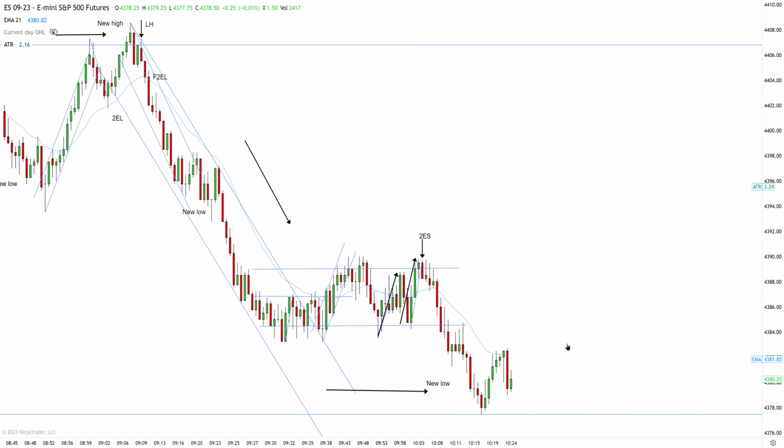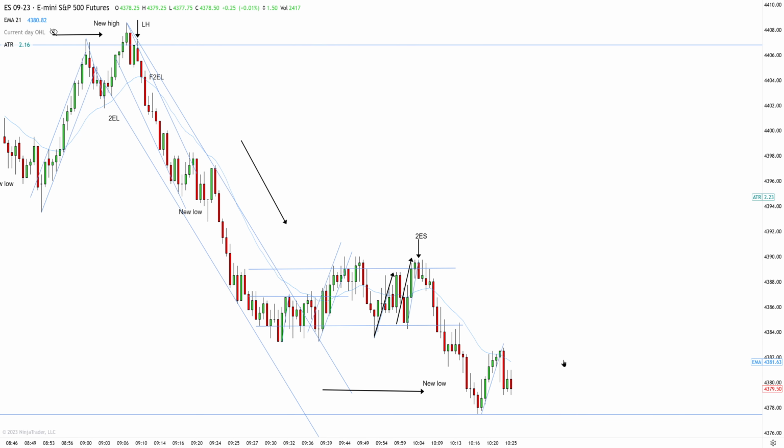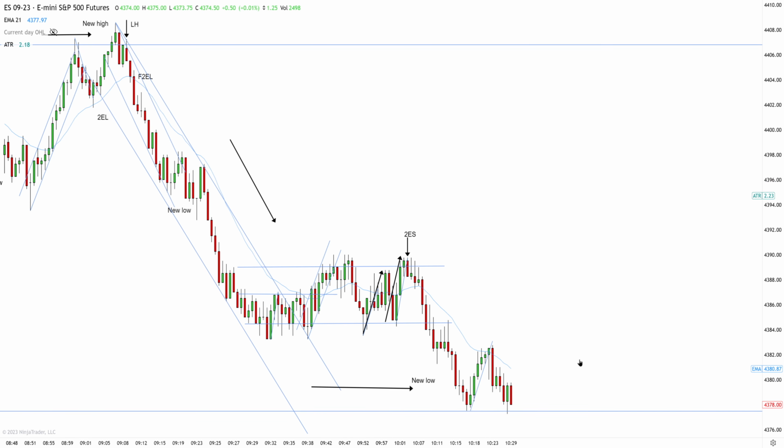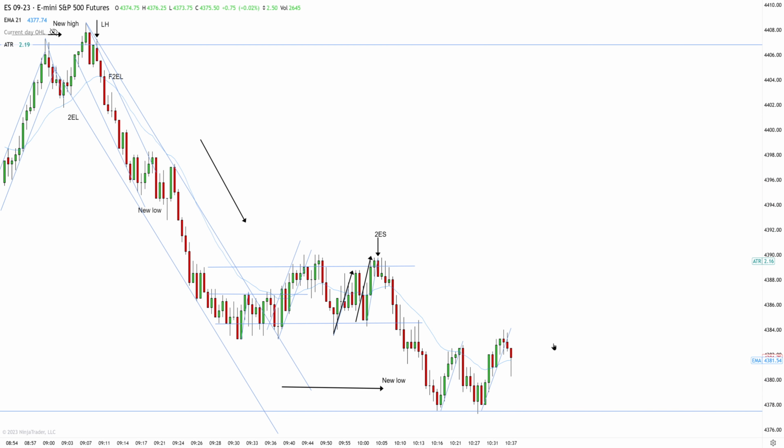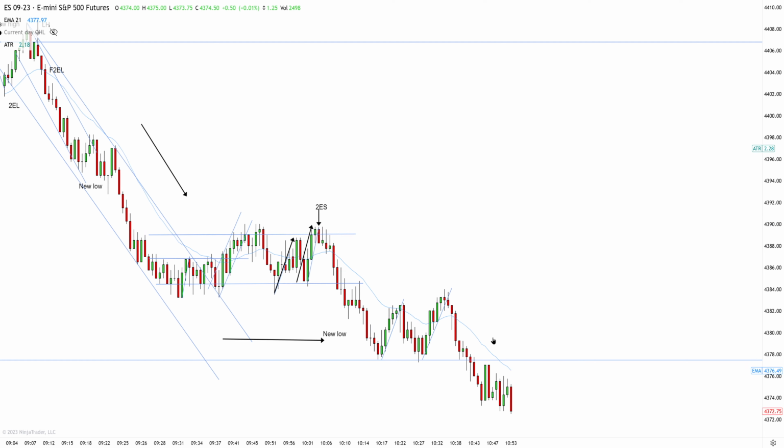How is the EMA reacting? We cannot break the EMA and we keep working lower. Okay, more bearish bias. So I definitely cannot blindly pick a bottom. Can we reverse? We cannot, and the market continues working lower.